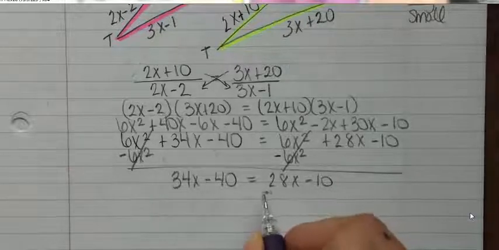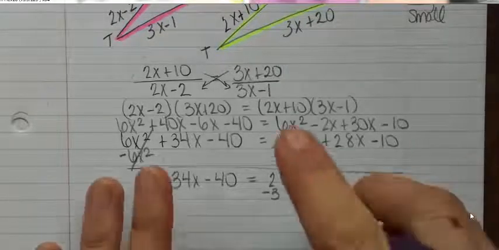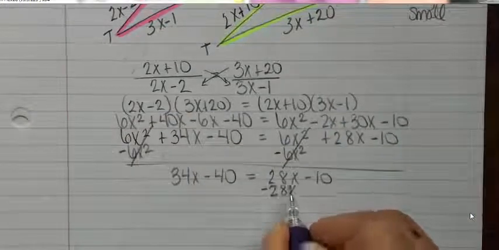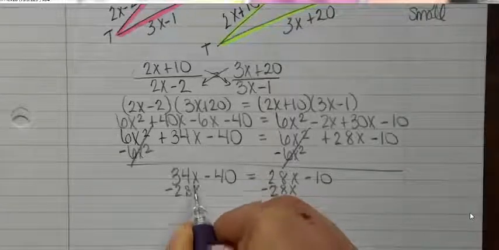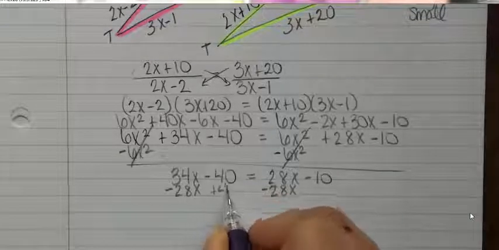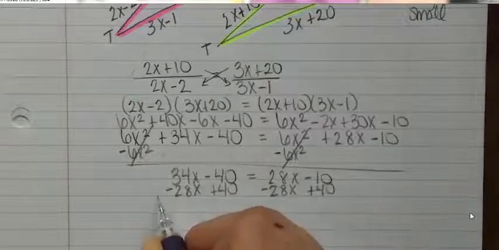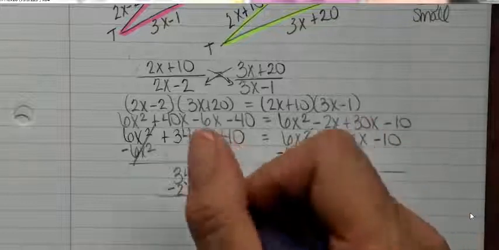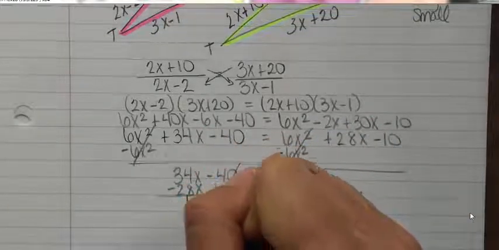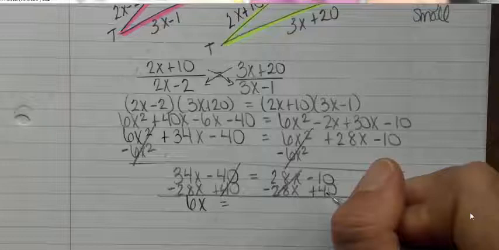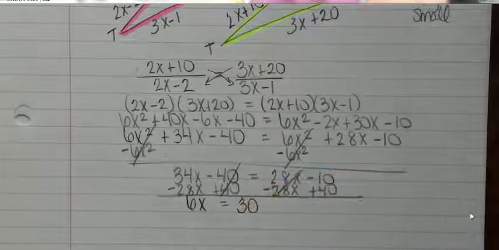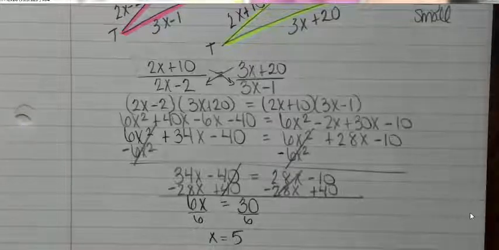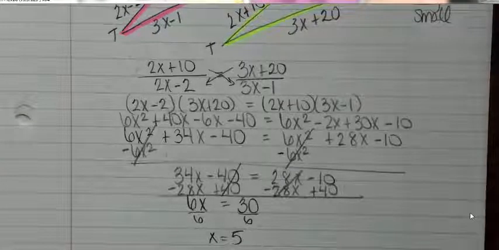So I'm going to, how about subtract? Oops. I think I'll make my x positive. Let me subtract 28x from both sides. And then I'll add the 40 to the other side. All right, so 34x minus 28x is 6x equals, and then that's going to give me a positive 30. Divide both sides by 6. X equals 5.